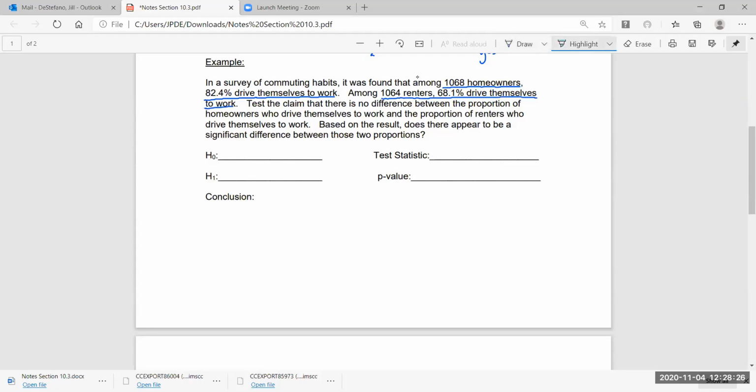And then we have our claim. And this one does state the claim very clearly. Test the claim that there is no difference between the proportion of homeowners who drive themselves to work and the proportion of renters who drive themselves to work. If it says no difference, if there's not a difference, that means they're the same. So the claim is saying that the proportion of homeowners and the proportion of renters who drive themselves to work is the same. The alternative would be that they're different.